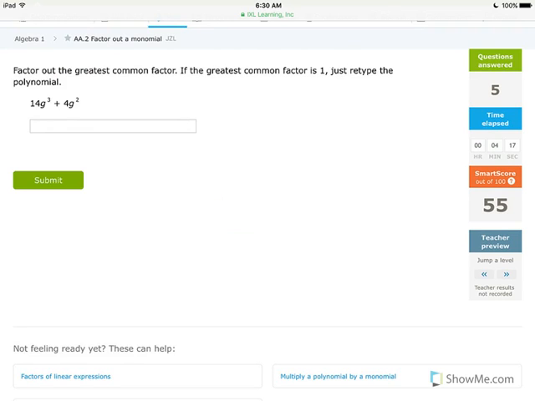And another one, look at the numerical values. What's common between a 14 and a 4? So we know they have a 2 in common. And what's common between the variables? We have a g to the second power and a g to the third power, so g times g, or g to the second power, is common.